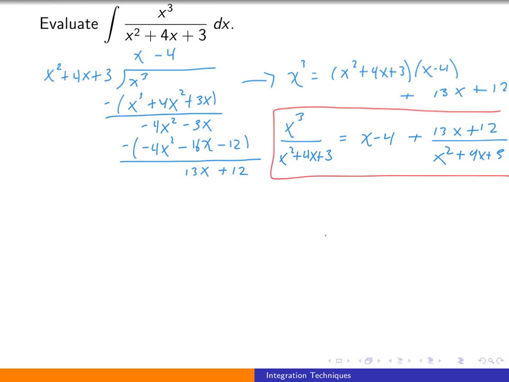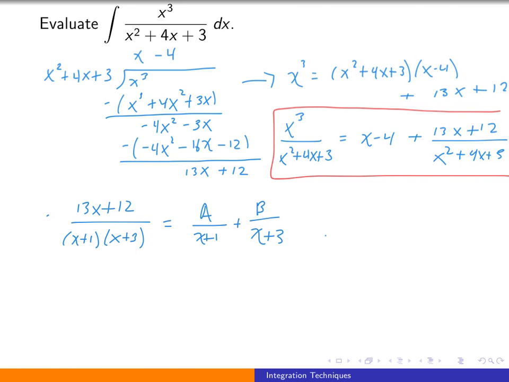We have now expressed the function that we want to integrate in terms of a polynomial plus now a proper rational function. So if we can perform the partial fraction decomposition on the proper rational function, we will be ready to integrate. So writing down the form of that partial fraction decomposition, 13x plus 12, in that denominator, x squared plus 4x plus 3 is x plus 1 times x plus 3. So two linear terms, so the PFD will be a over x plus 1 plus b over x plus 3.